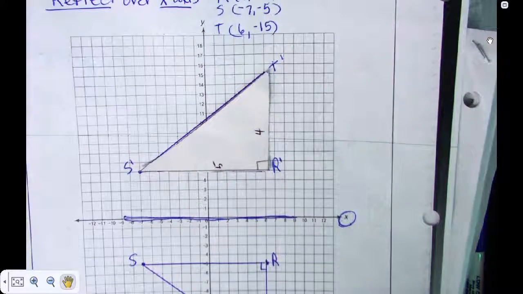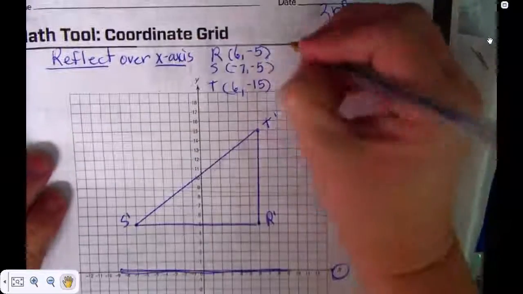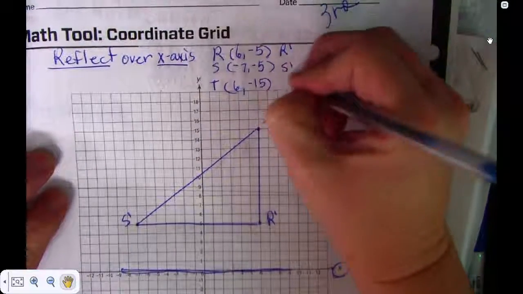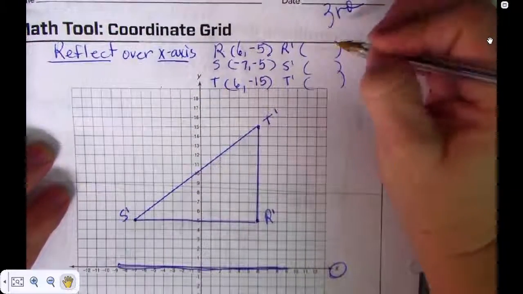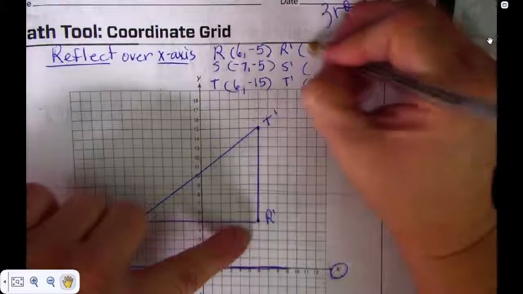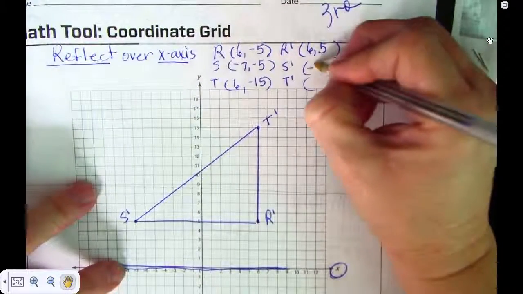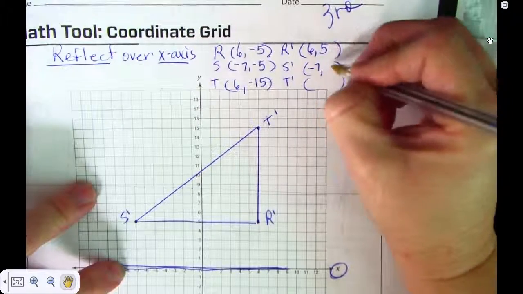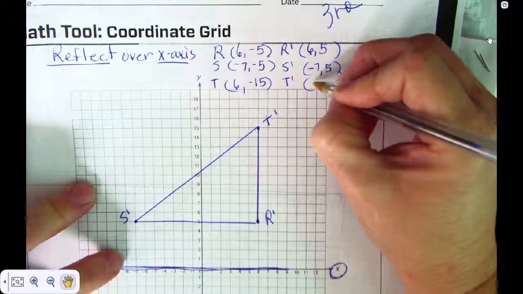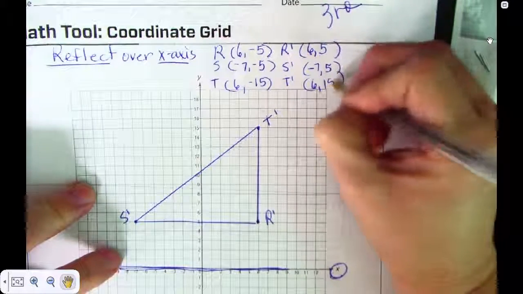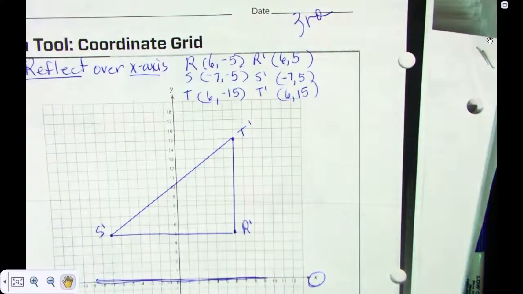Did everybody get that? Reflection over the x-axis. Now what we need to do is go over here and put our new coordinates. And I want to see if you notice something. R prime is what? Good. S prime? -7, 5. And then T prime? Good. Look at the coordinates and tell me what you notice.